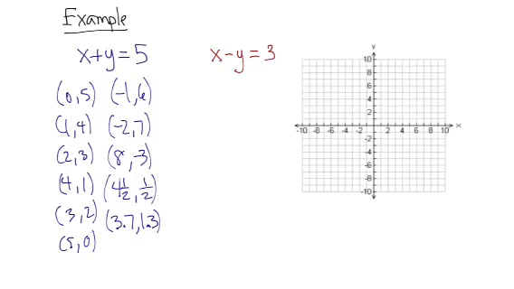And the idea is, if I were to graph those, I'm going to go kind of quickly. There's (0, 5), (1, 4), (2, 3), (4, 1), (3, 2), (5, 0), (-1, 6), (-2, 7), (8, -3), and then (4 1/2, 1/2), and then (3.7, 1.3). And you can see that they are lining up. Whoa, that was a terrible straight line. Let's see if I can draw a straight line through those dots. Yeah, that was better.